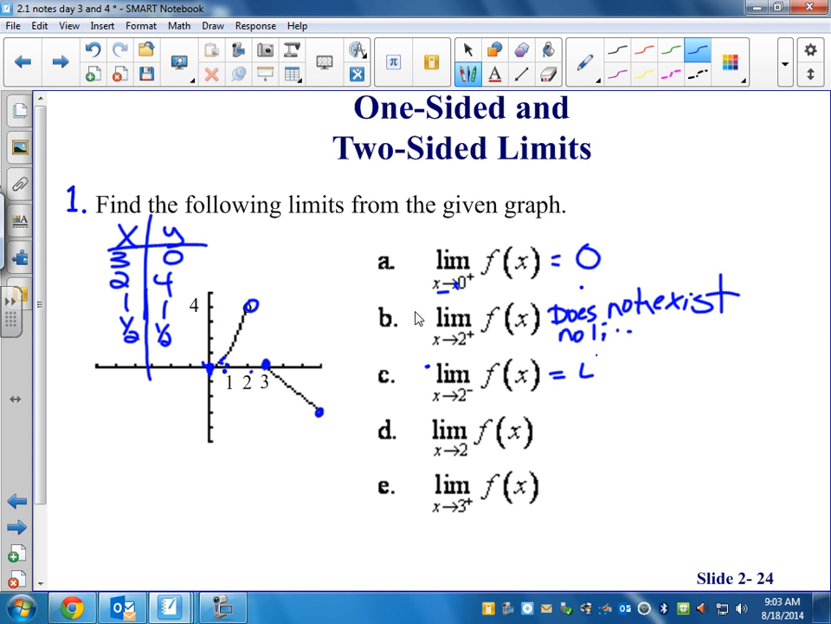Does that matter if there's a limit? It does not matter. Because remember, limit is what is it getting close to, not what is the actual value. The actual value doesn't have to exist.